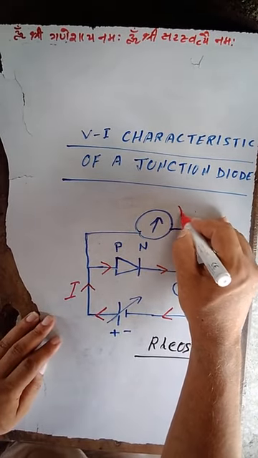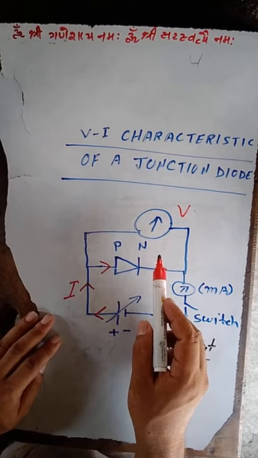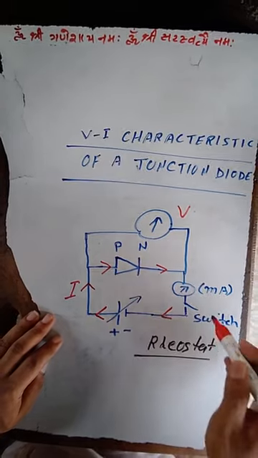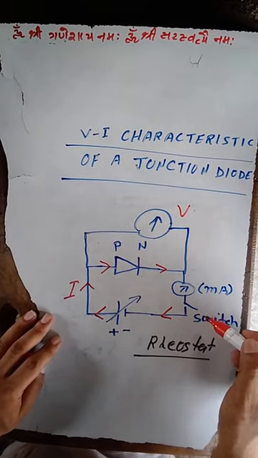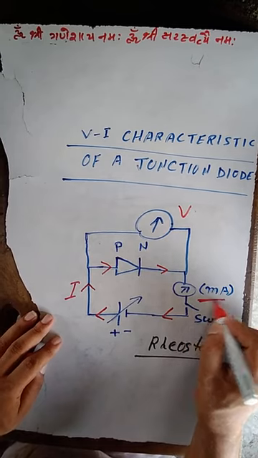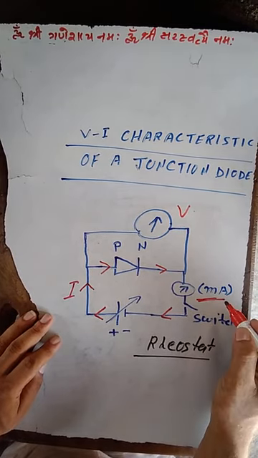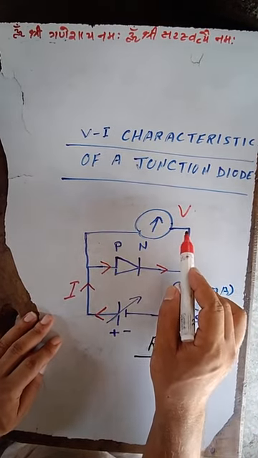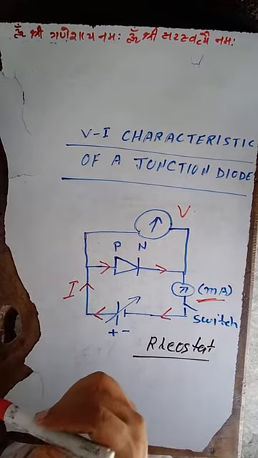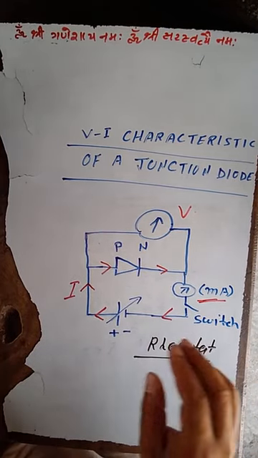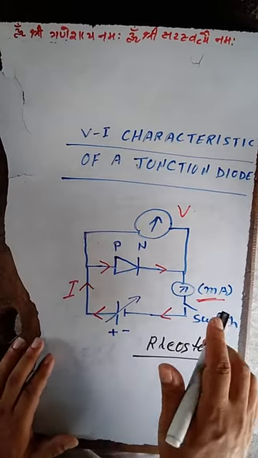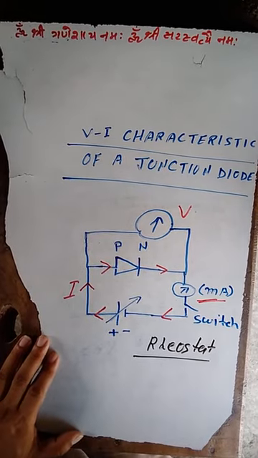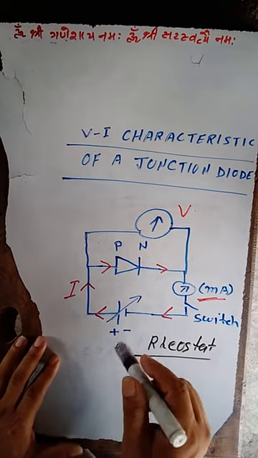With the help of the voltmeter, which is always connected in parallel, and the ammeter, which is always connected in series. So here we have connected this milliammeter in series to measure the current, and a voltmeter to measure the voltage. With the help of this voltmeter and ammeter, we will have the values of current for different values of voltage. This is the circuit arrangement.